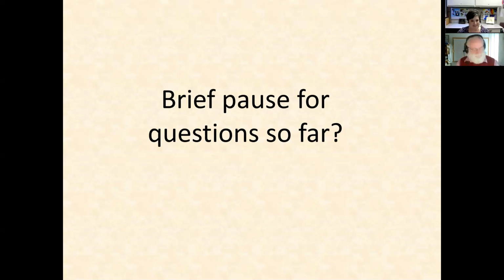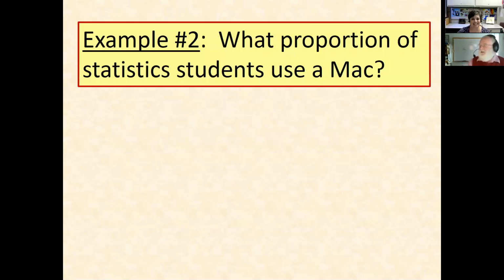All right, so we will go on to a second example just to see how other proportions work as easily. So what proportion of statistics students use a Mac? I'm not sure what that would be at your school, but you might think about what that proportion might be for your students. We're at a campus where almost all of our public computers are PCs, but a lot of students seem to have Macs.